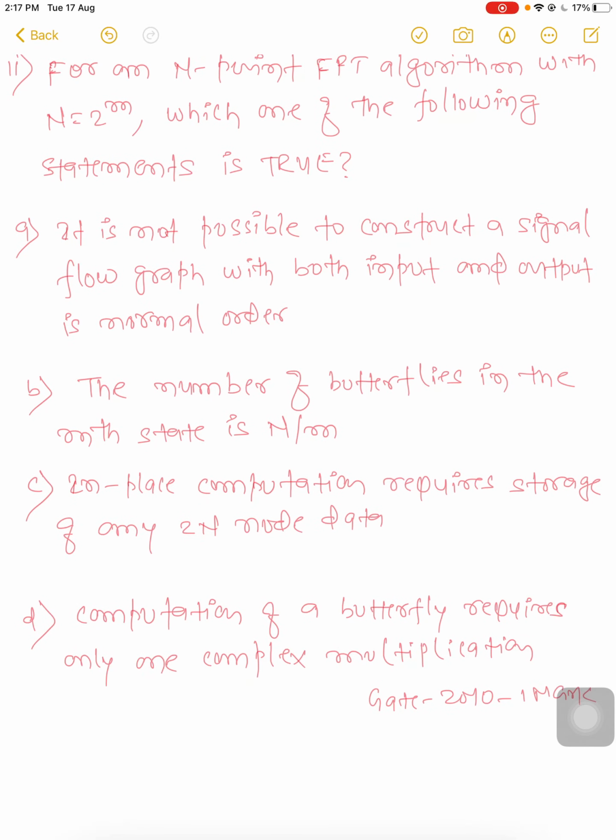For an n-point FFT algorithm with n equal to 2 to the power m, which one of the following statements is true? It is not possible to construct a signal flow graph with both input and output in normal order. The number of butterflies in the mth stage. Computation of a butterfly requires only one complex multiplication and two complex additions. So option D will be the right answer.